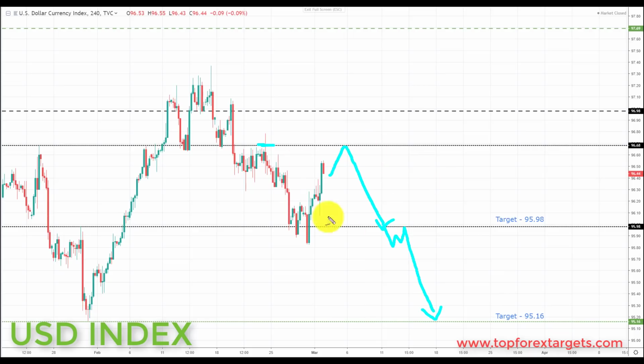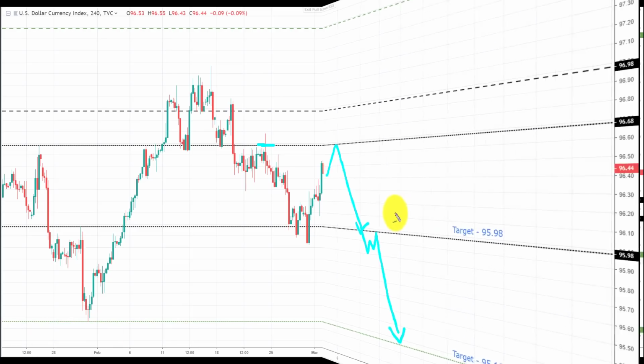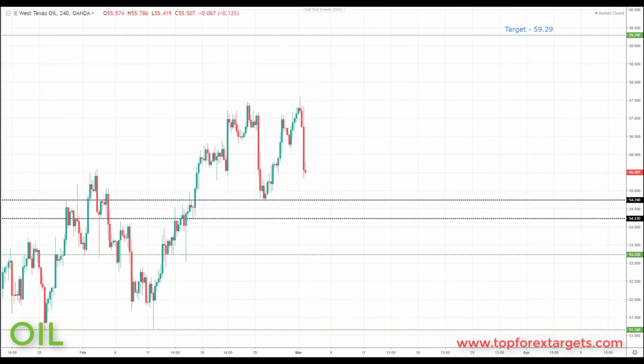Because we go into next week inside a range in the dollar index, we're going to go into next week with a neutral bias on the dollar index. And this just means that we're going to be trading the charts on their own merit without a strong bias in the dollar one way or the other. So the next market we're going to look at is crude oil.